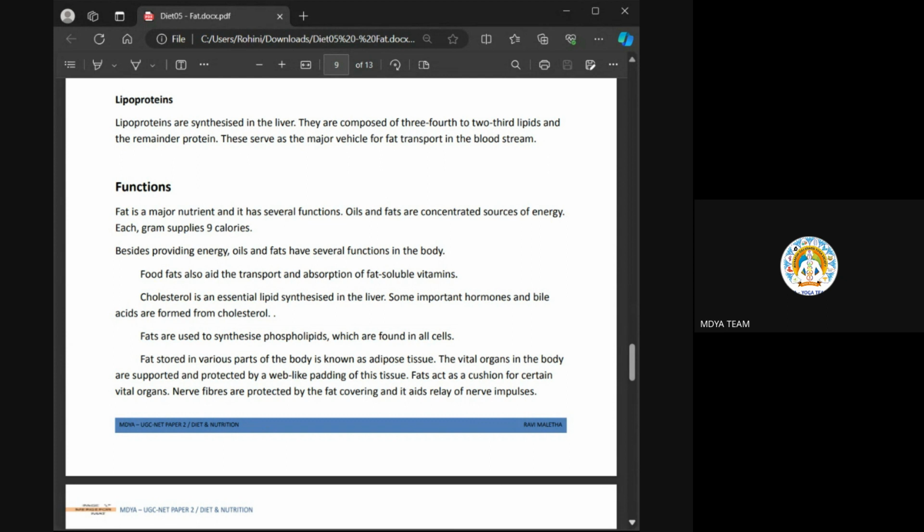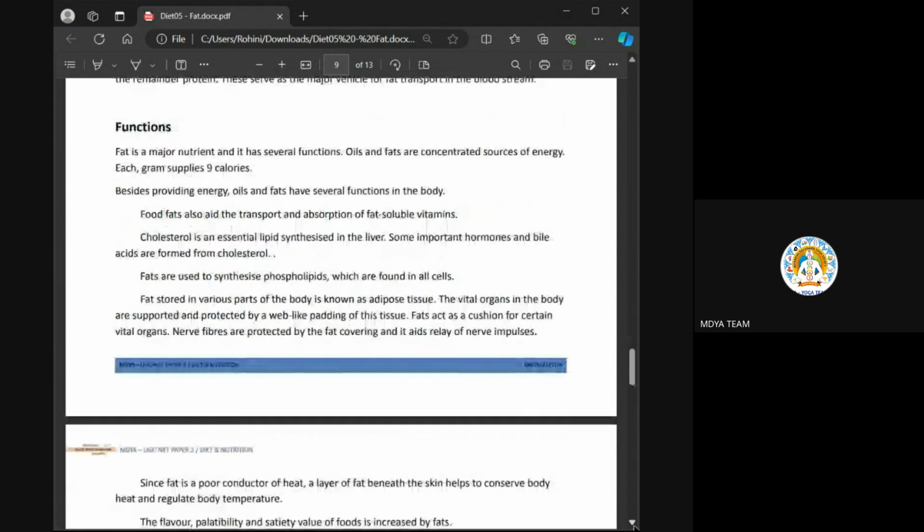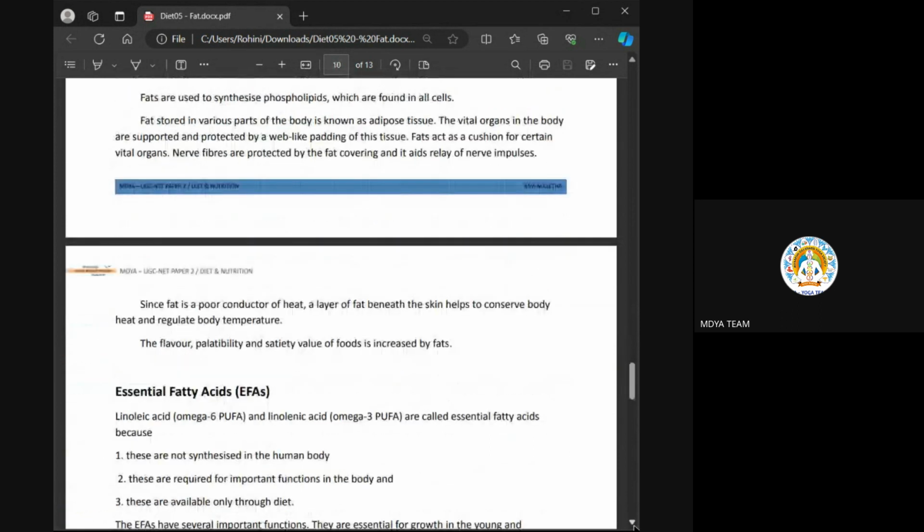And then the nerve fibers are also protected by the fat covering, and it aids relay of the nerve impulse also. Since fat is a poor conductor of heat, a layer of fat beneath the skin helps to conserve our body heat also, which regulates our body temperature. So it gives insulation to our body. A layer of stored fat under the skin acts as an insulator and keeps our body warm, especially in cold weather.